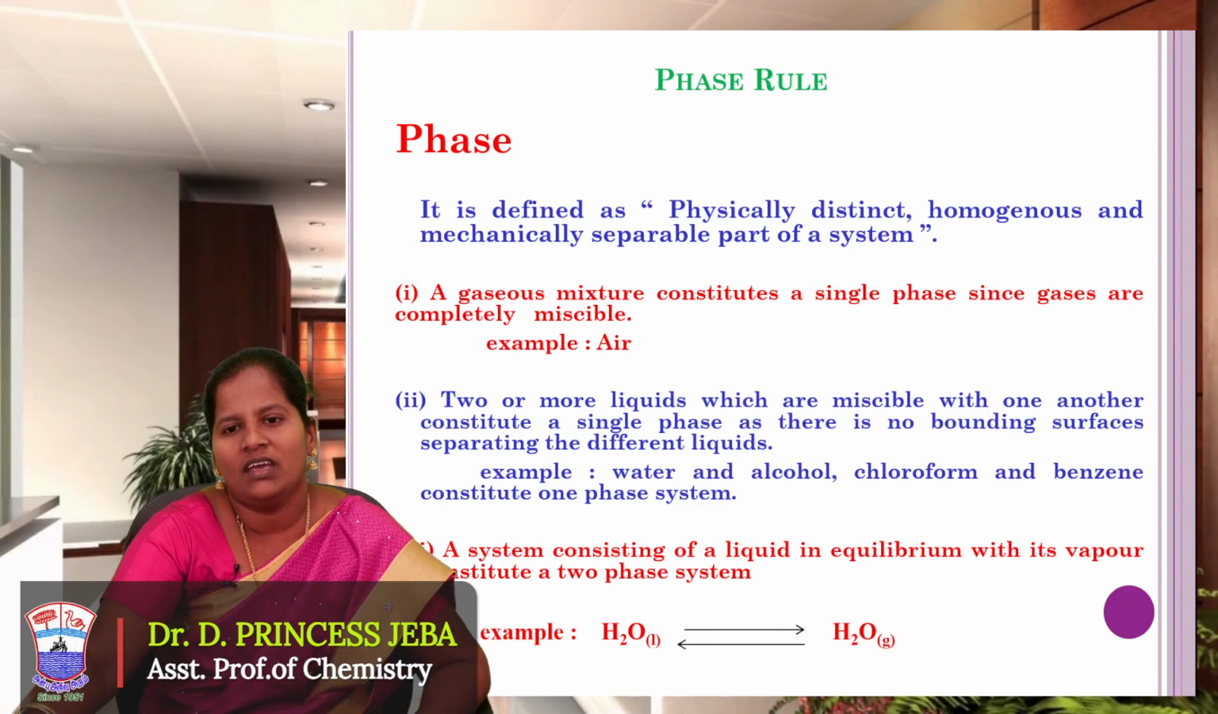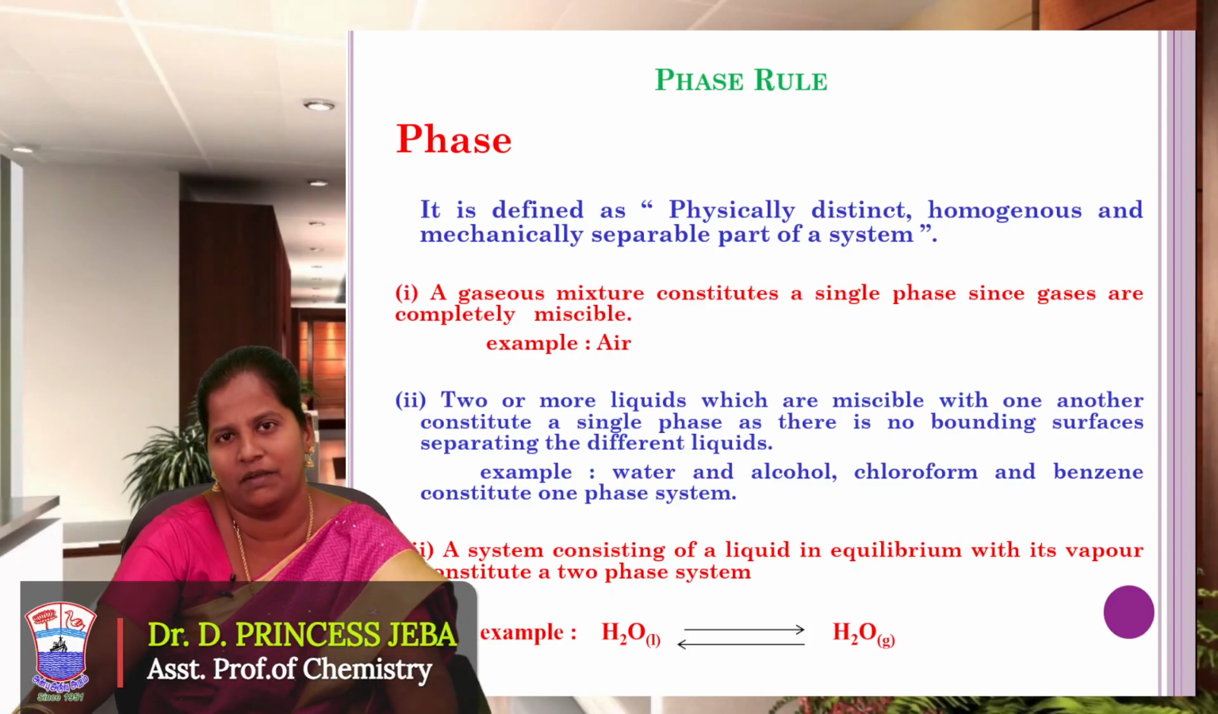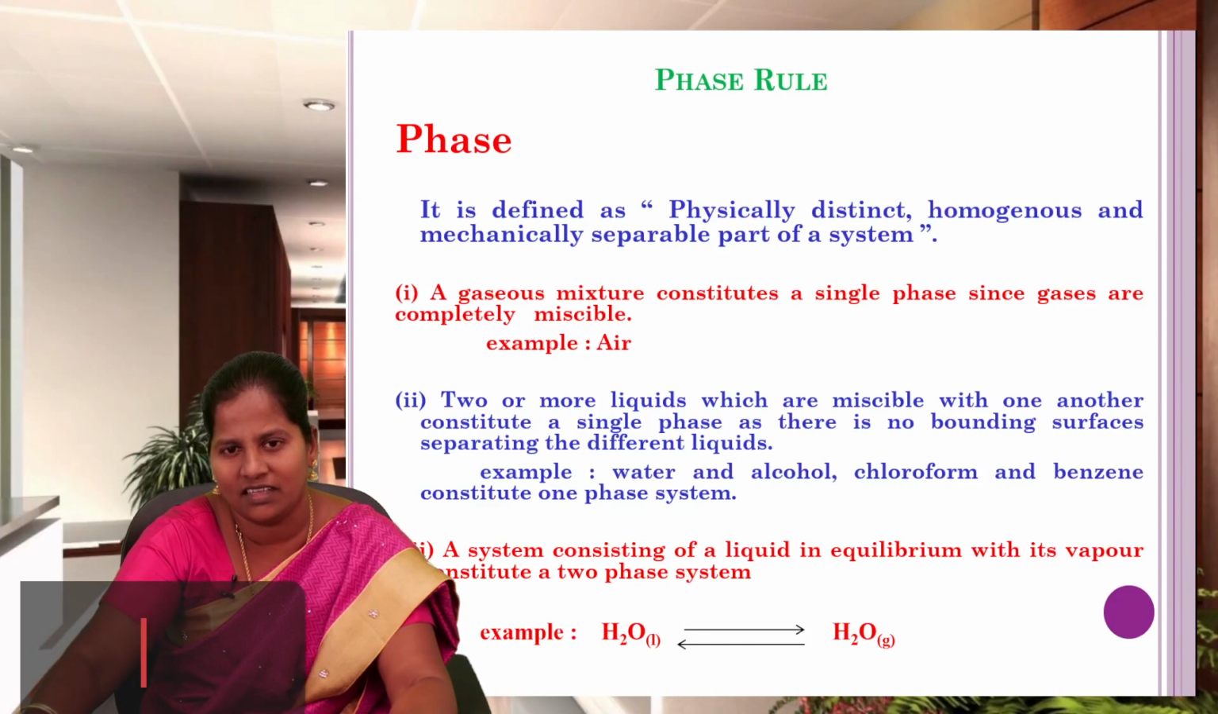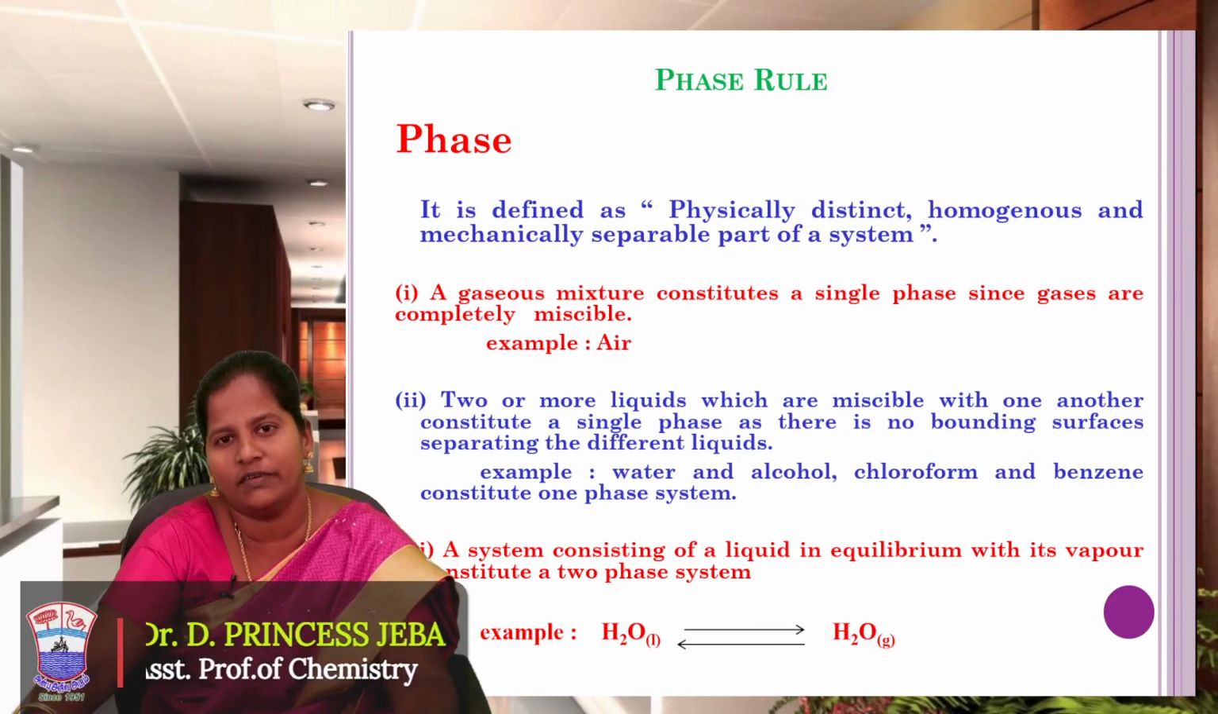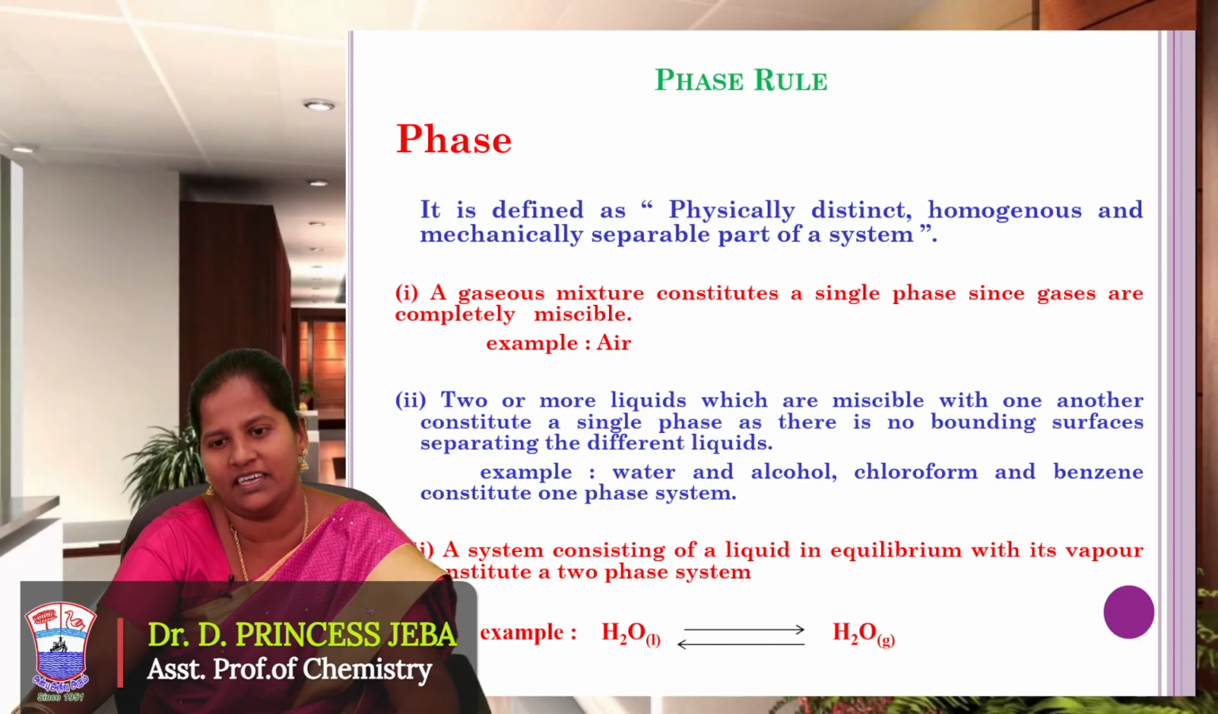For example, if we have a mixture of gases, all the gases are completely miscible. For example, hydrogen, oxygen, chlorine are completely miscible. Then all the gases we call air, and air is considered to be in one phase because we are not able to separate a gas from another gas since they are completely miscible. Similarly, if two liquids are completely miscible with one another, then these two liquids are considered to be in a single phase. Both of them are liquid and it is considered to be a single liquid.